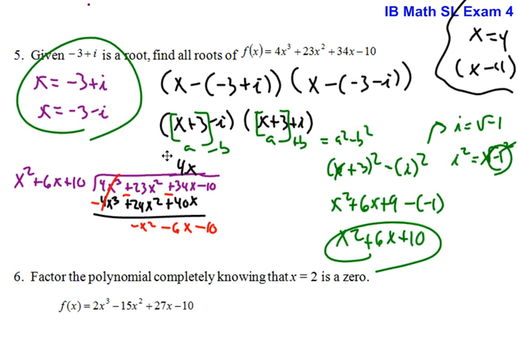x squared times what gives us negative x squared? Well, negative 1, right? Okay, so negative 1 times x squared is a negative x squared. Negative 1 times positive 6 is a negative 6x. And negative 1 times a positive 10 is a negative 10. And obviously, if I change all the signs, my remainder then is going to be 0, as we already said.